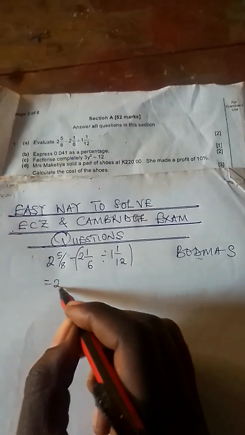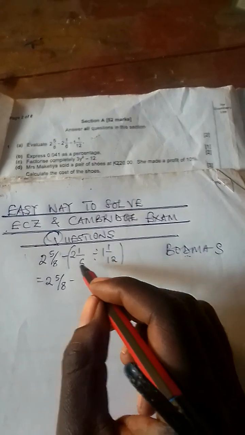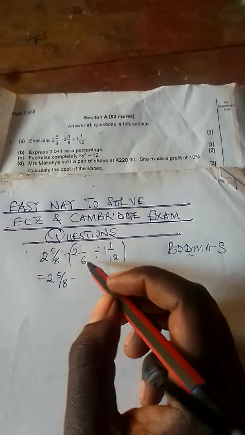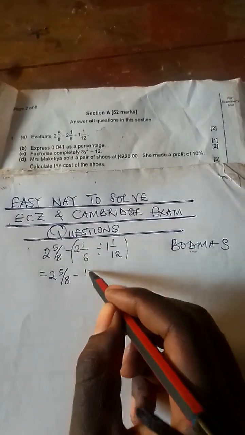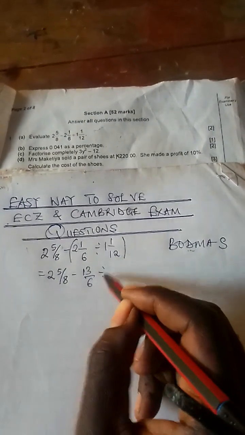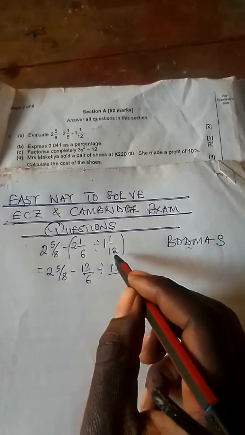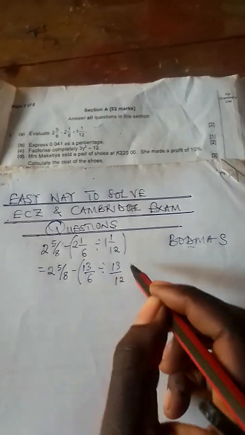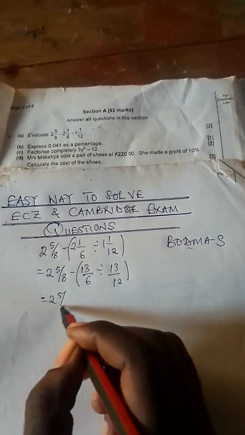So we're going to have 2 1/8 there minus. Then for us, because this is a mixed fraction, we're supposed to convert this to what we call an improper fraction by doing this. 2 times 6 is 12, plus 1 is 13. Then 6 still remains the same as a denominator. Then divide by 1 times 12 is 12 plus 1, it's 13, over 12, and 12 will still remain the same as a denominator, just like that.